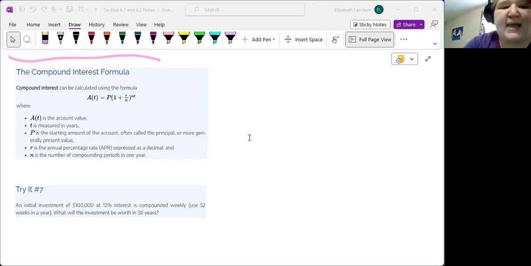All right, so A of t is our function notation, the account value, or the value after whatever amount of time. T is measured in years because R is the annual percentage rate expressed as a decimal. So because it's annual, yearly, T has to be the number of years. And then we have this extra N thing, which is the number of compounding periods in 1 year. This will be a word in the problem, not a number.